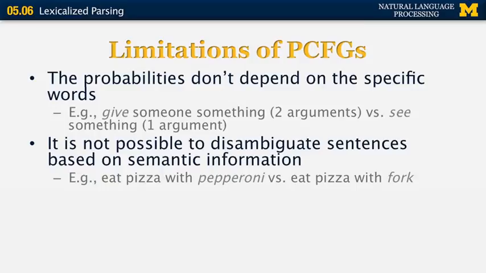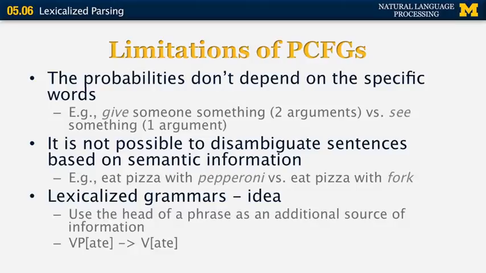It's also not possible to disambiguate sentences based on semantic information. So for example, the fact that eating pizza with pepperoni is very different from eating pizza with a fork, because pepperoni is a food item, whereas fork is a tool. So we cannot, in a context-free grammar, figure out that pepperoni is more likely to be associated with low attachment versus a fork, which is high attachment.